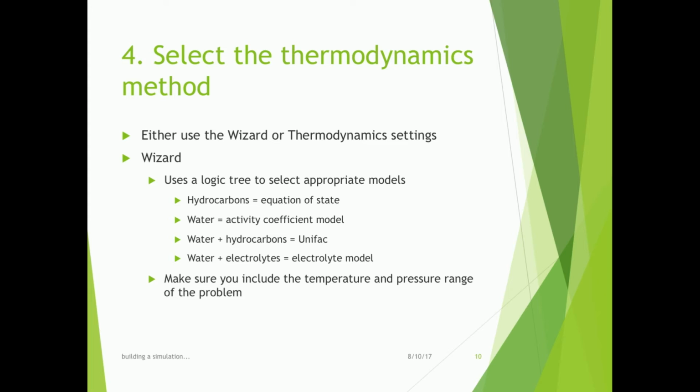Usually, for hydrocarbons, you'll choose an equation of state. If you have water in the system, you would often use activity coefficient models. If you have water plus hydrocarbons, which are going to be fairly non-ideal, you use UNIFAC. If you have water plus electrolytes, then you need an electrolyte model. Make sure when you do this, you include the temperature and pressure range of the problem. Usually this is not an issue, but sometimes it is, because there are limits to the temperature and pressure ranges for which the thermodynamic models apply.